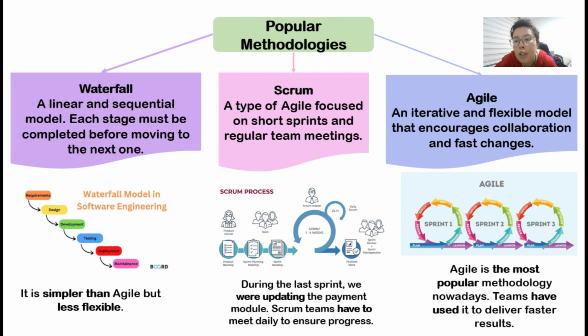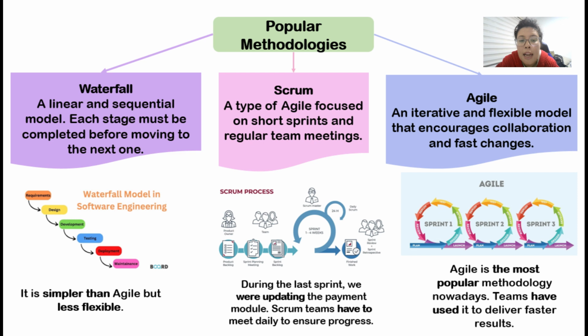Now we will talk about popular methodologies of software development. The most common are Waterfall, Scrum, and Agile. So Waterfall is a linear and sequential model. Each stage must be complete before moving to the next one. It is simpler than Agile but less flexible.